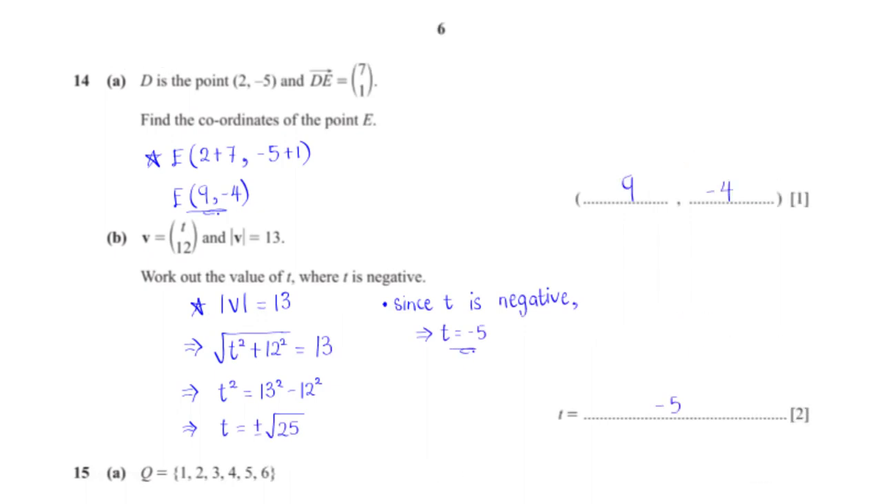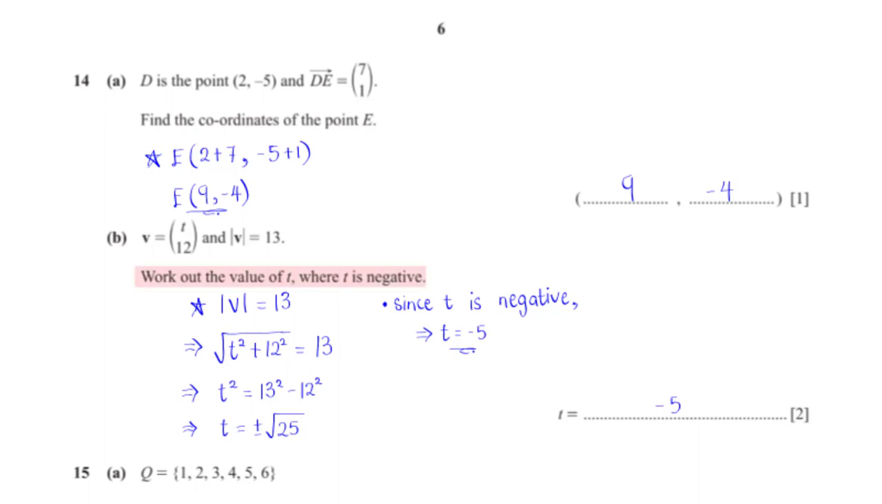D is the point 2, negative 5, and vector DE is equal to 7, 1. Find the coordinates of the point E. The x coordinate of point E will be 2 plus 7, giving us 9, and the y coordinate of E will be negative 5 plus 1, giving us negative 4. V is equal to 5, 12, and the magnitude of V is equal to 13.